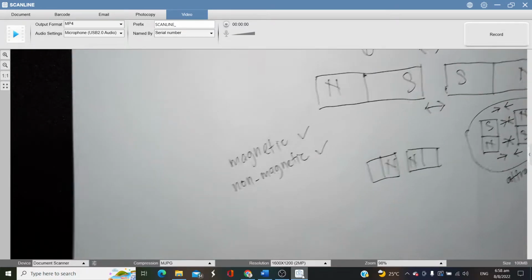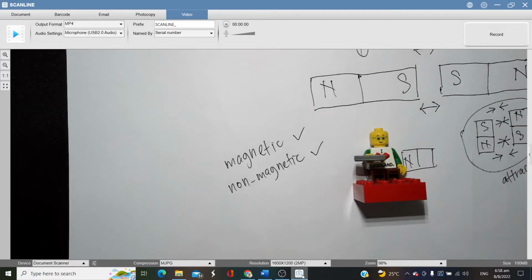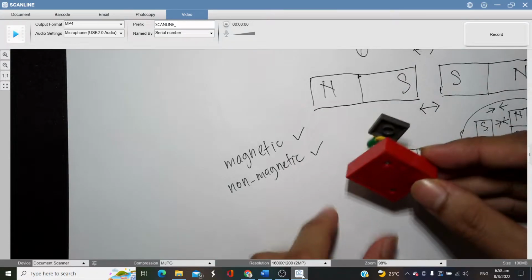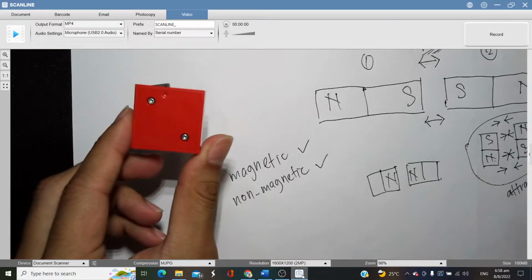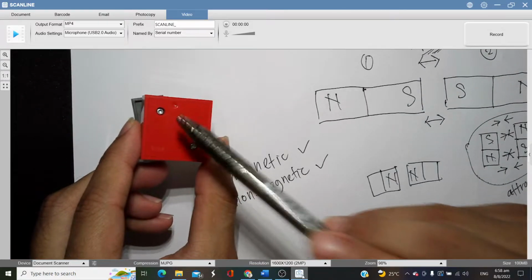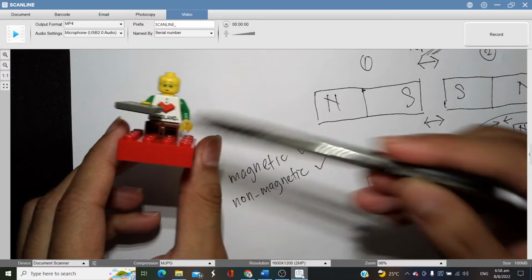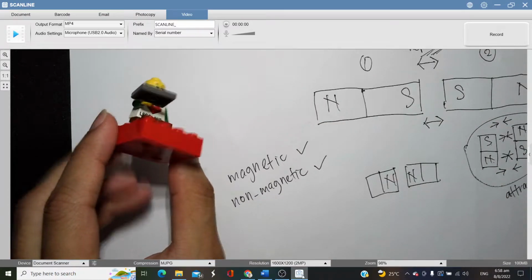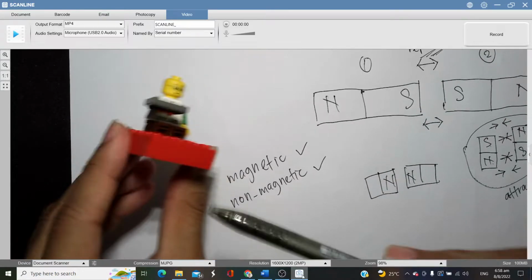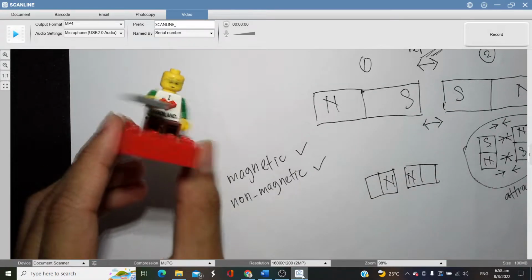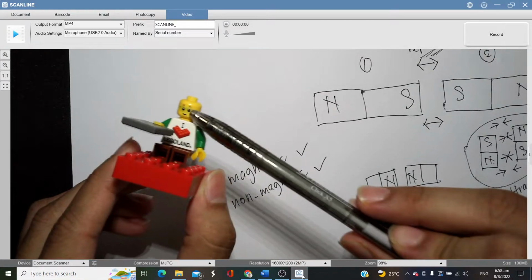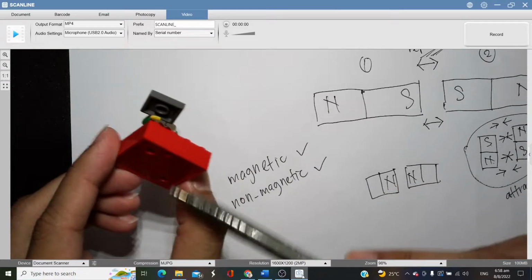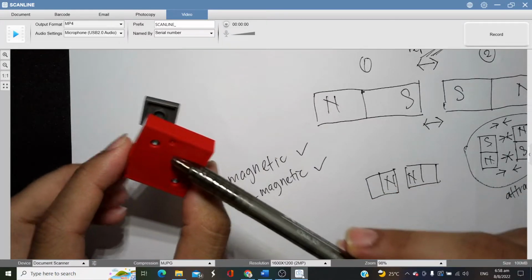I have a magnet here. You can't see the magnet because the magnet is inside here. I bought this from Legoland. Basically, not everything here is a magnet. This is not a magnet, but this one has a magnet inside.